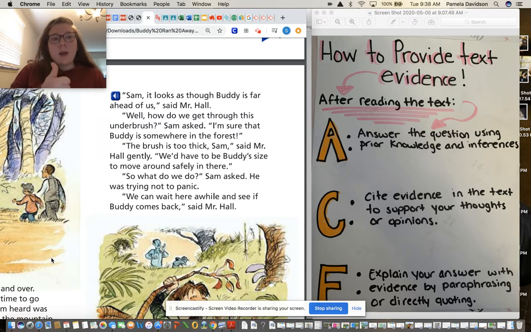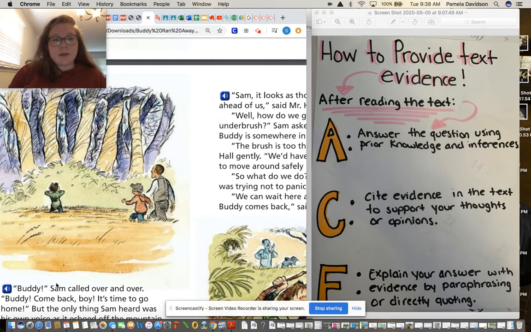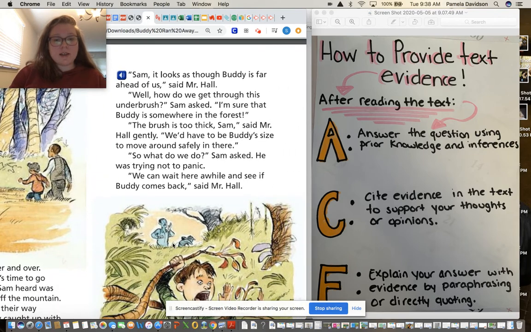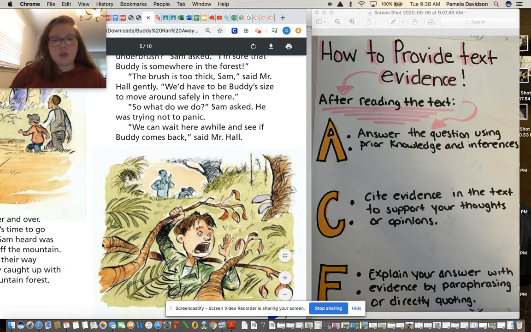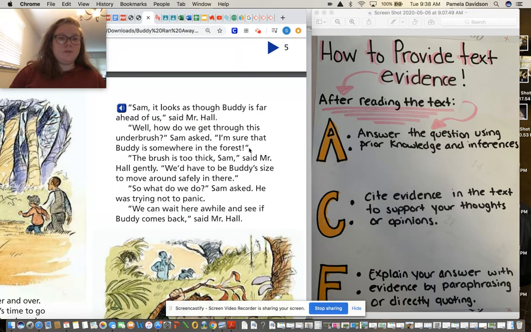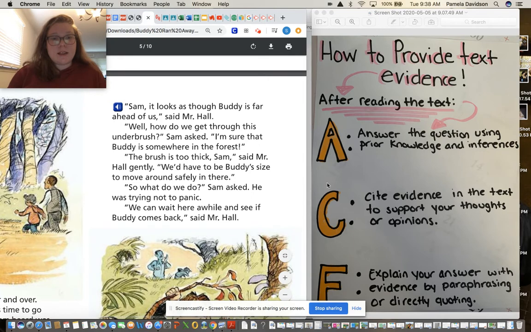Now, give me a thumbs up if you think that our evidence to answer the question is in one of these two pages. Give me a thumbs up. Now, did you think it was in this page where Sam's yelling out into the forest, or is it in this page where Sam's trying to go through the underbrush? Okay, well, I think it's in this page.